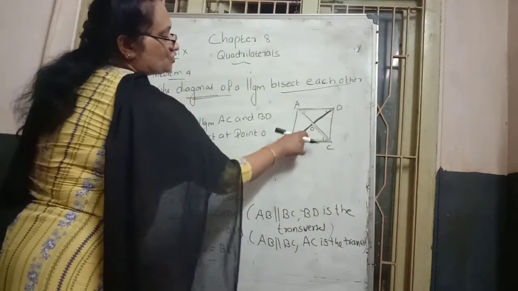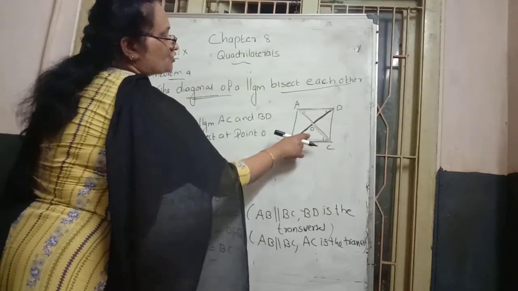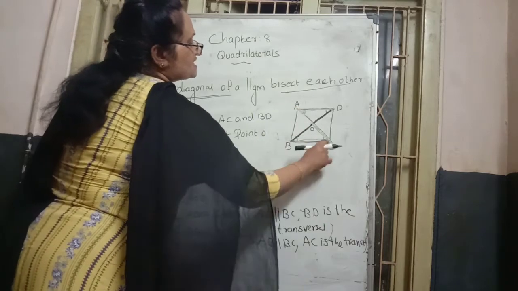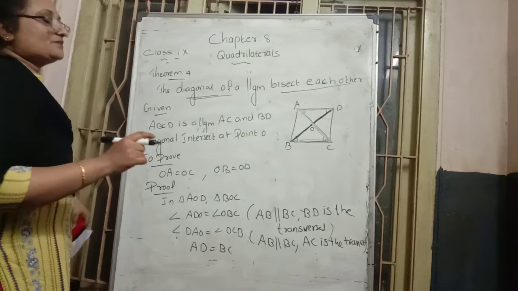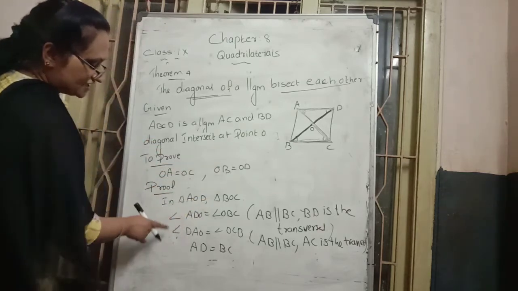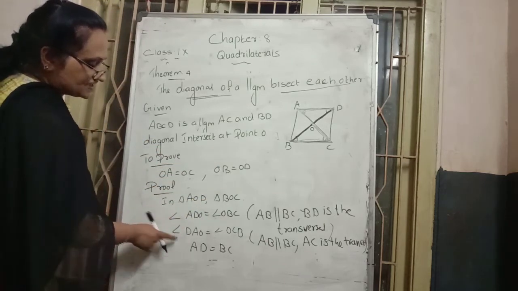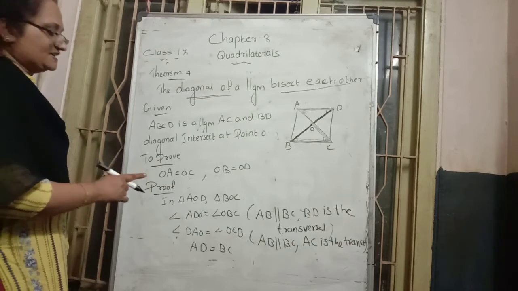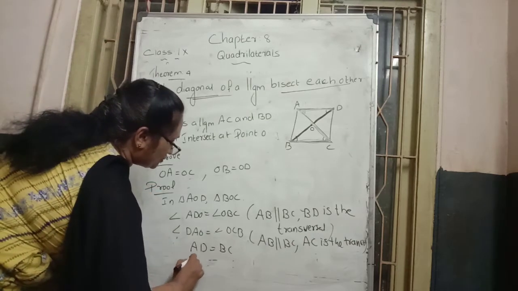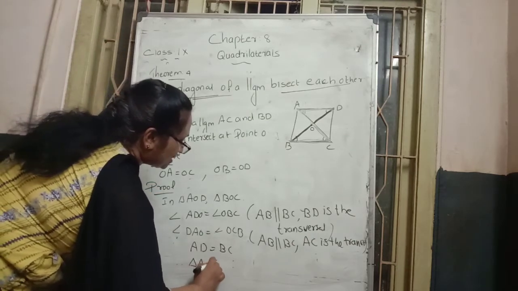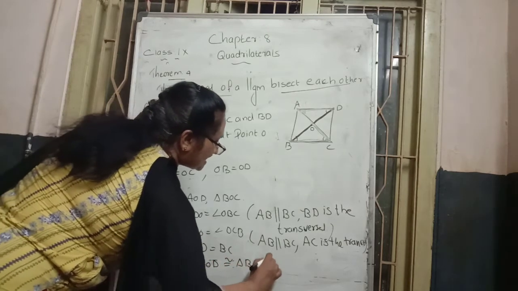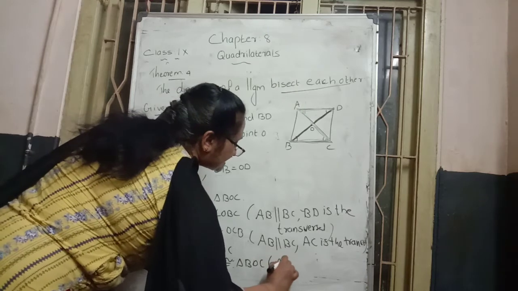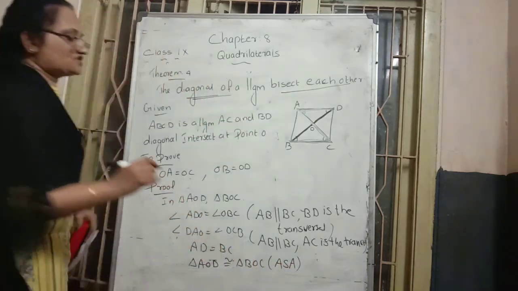First we consider these two triangles. With respect to these two triangles, BC side of the first triangle and AD side of the second triangle also become equal. So three conditions are satisfied: two are angles and one is a side case. That's why this is the required triangle. Triangle AOD is congruent to triangle BOC by which property? ASA property, angle side angle.